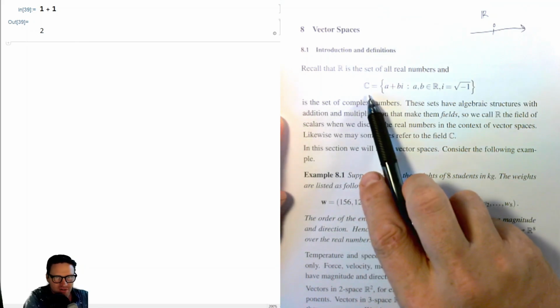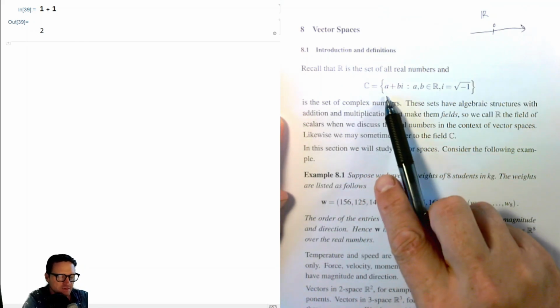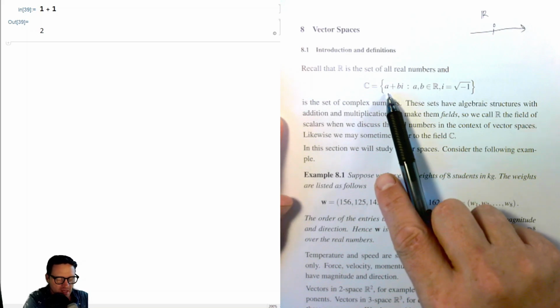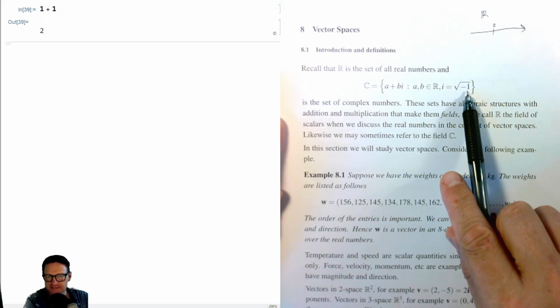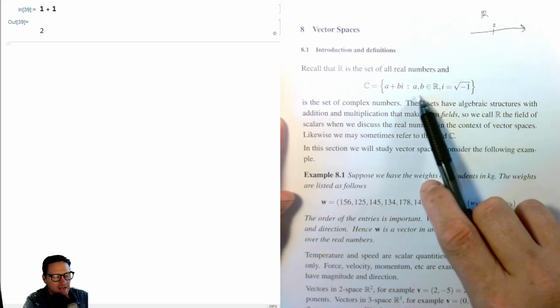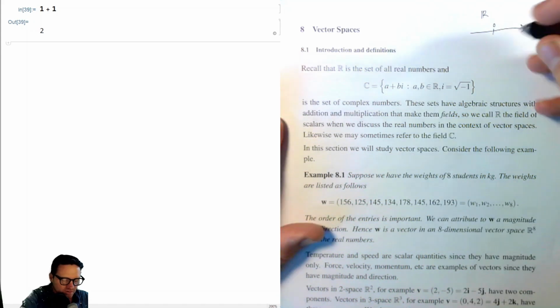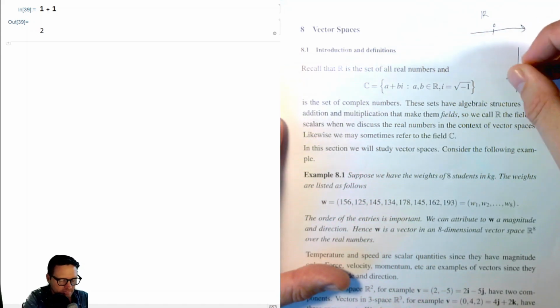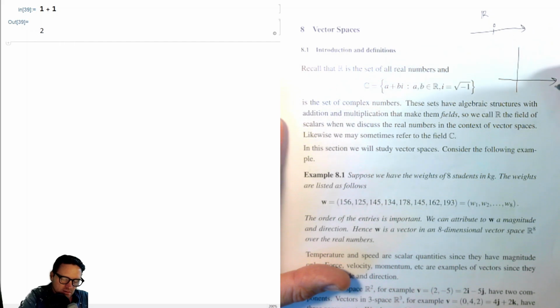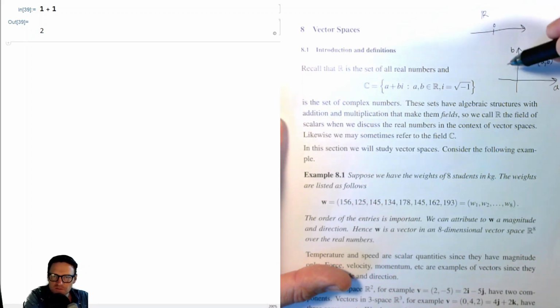Okay, the set double struck C is the set of complex numbers. These are numbers of the form a plus bi, where i is the square root of -1, and a and b are both real numbers. And so you can visualize these as well, where here is the real part, and here is the imaginary part, and then you might have something like a plus bi corresponding to a point in this two-dimensional space, right?